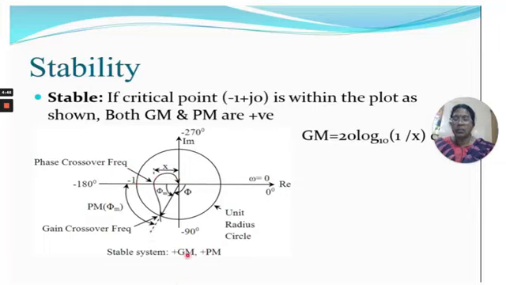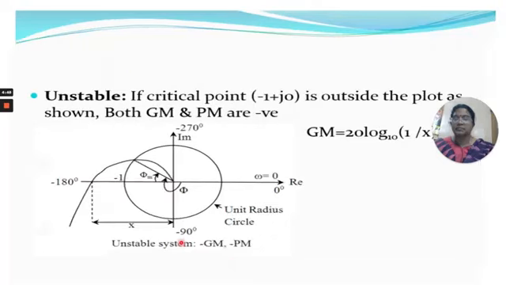If the polar plot just crosses the critical point, gain margin and phase margin are 0 and the system is said to be marginally stable. So in this way we can calculate the stability of the system.